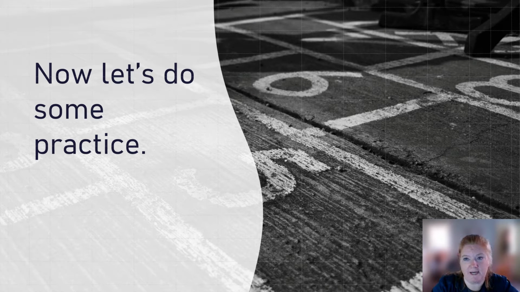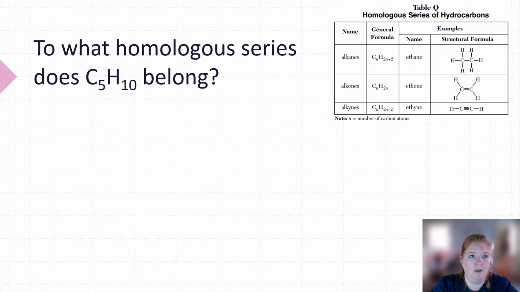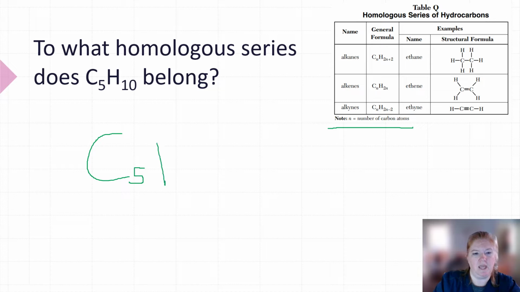Okay, so let's do some practice. To what homologous series does C5H10 belong? Here's the easiest way I recommend doing it. Remember, N is the number of carbon atoms. So look at this, C5H10. What is N? N equals 5.